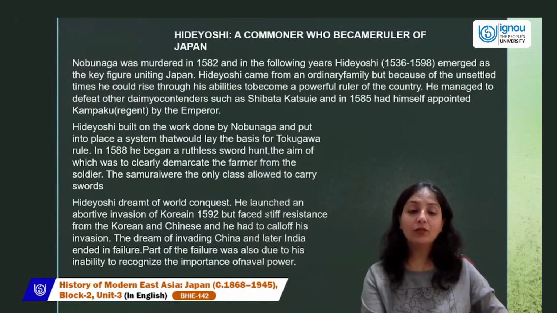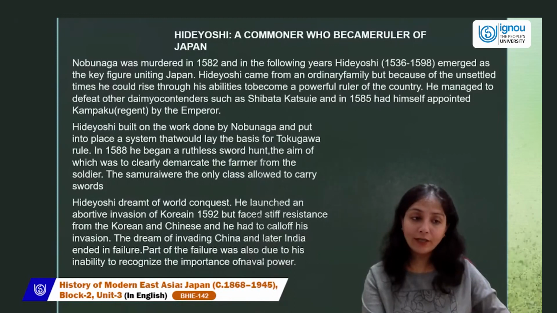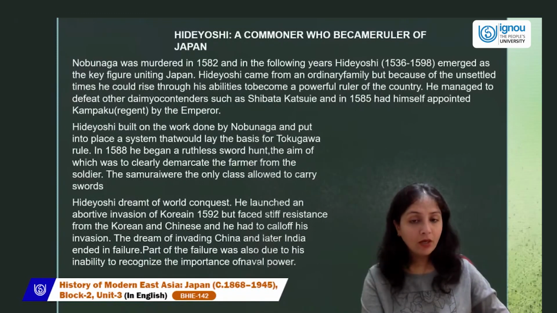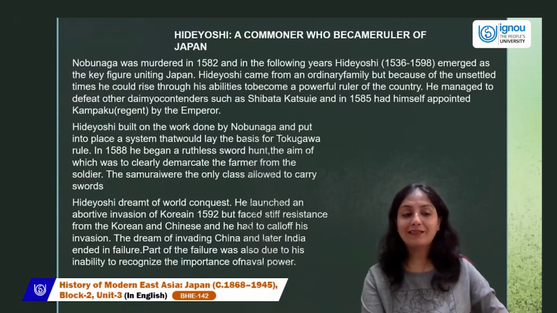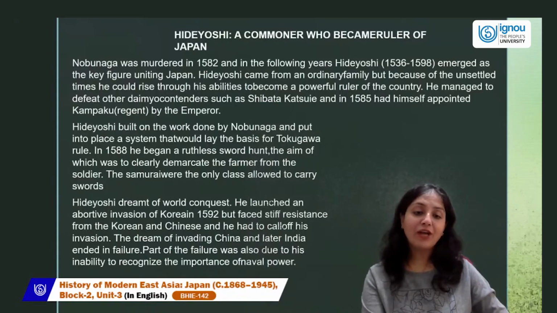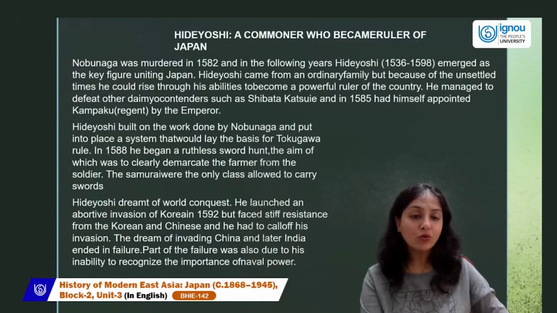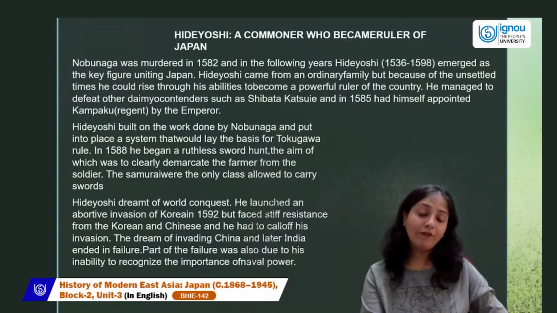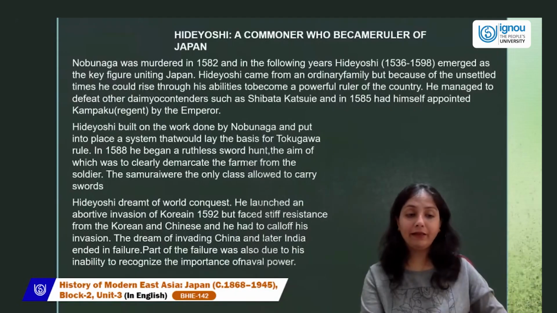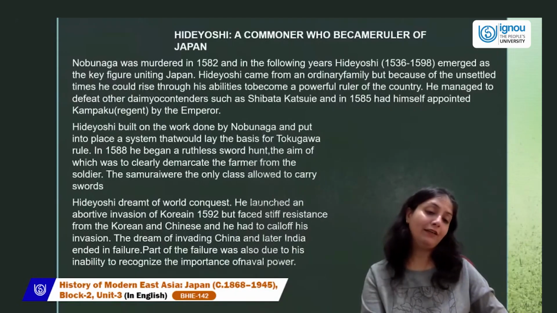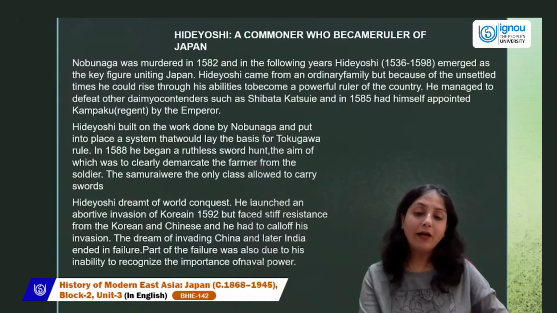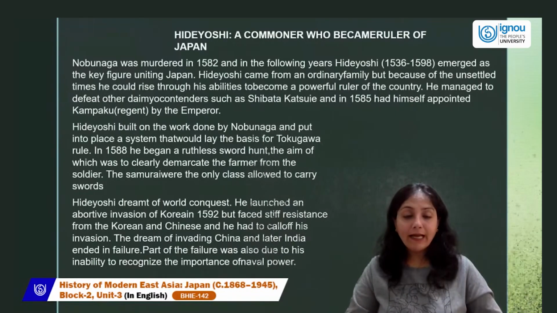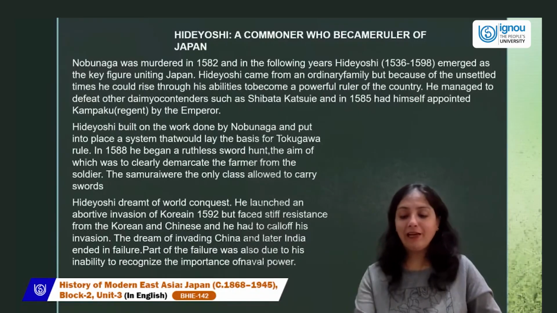Hideyoshi dreamed of world conquest. He launched an abortive invasion of Korea in 1592, but faced stiff resistance from the Koreans and Chinese, and he had to call off his invasion. The dream of invading China and later India ended in failure. Part of the failure was also due to his inability to recognize the importance of naval power.